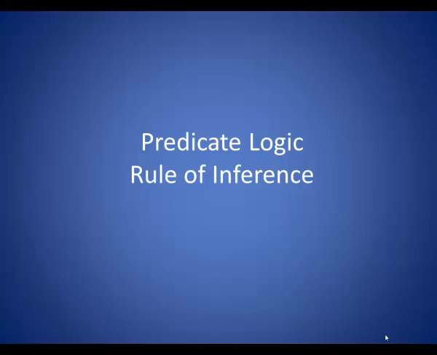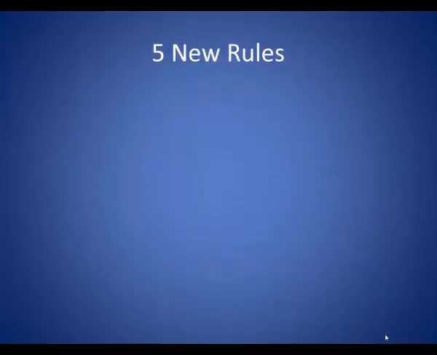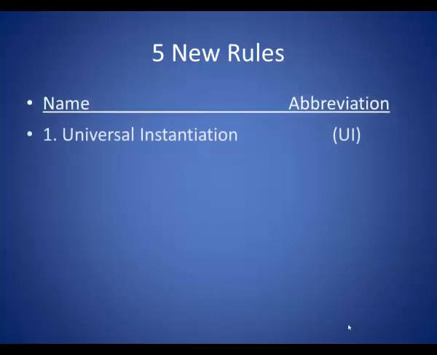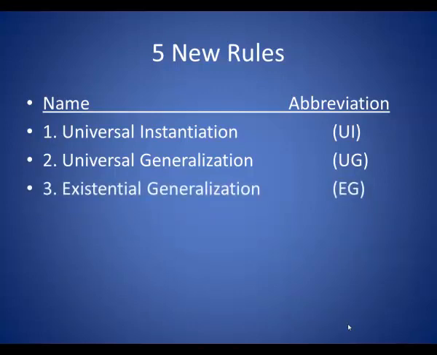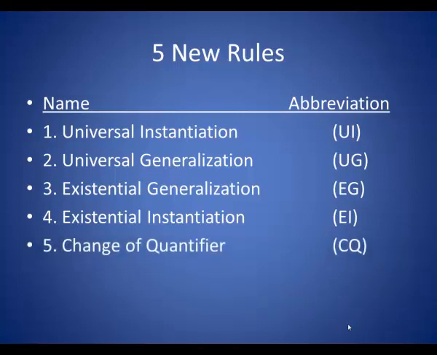We're going to talk about predicate logic rules of inference today. So let's get started. First things first, we got 5 new rules coming at you. We got universal instantiation, which we'll abbreviate capital U, capital I. Universal generalization, abbreviated capital U, capital G. Existential generalization, abbreviated capital E, capital G. Existential instantiation, abbreviated capital E, capital I. And change of quantifier, which will be abbreviated capital C, capital Q.